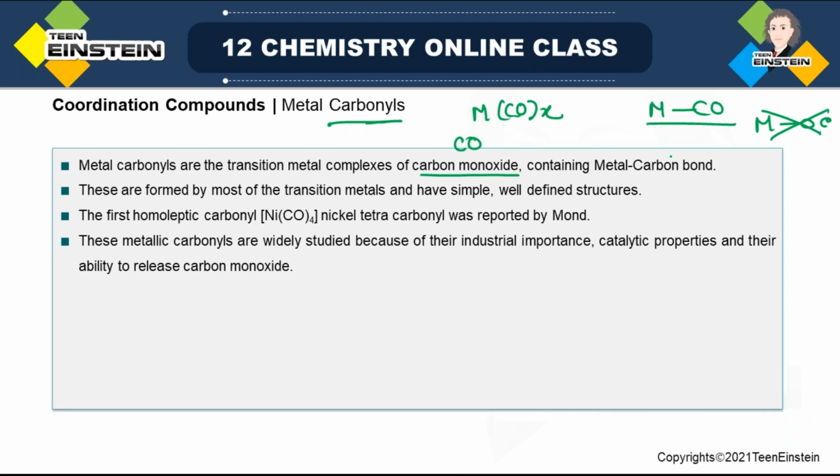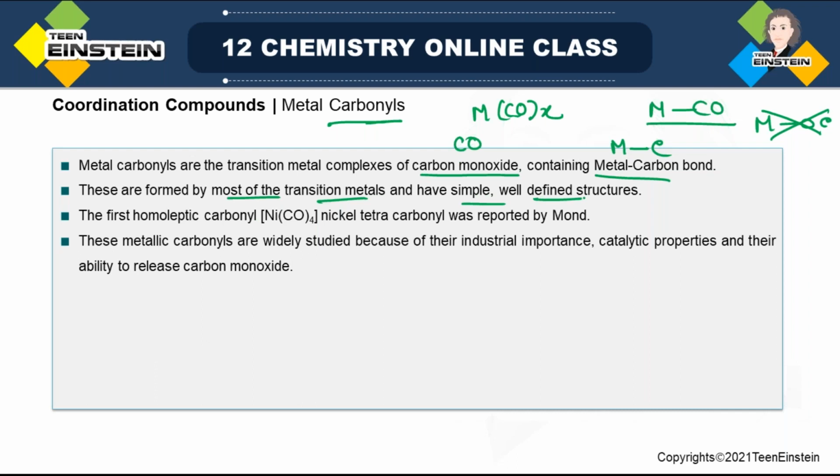At first glance, you may think that oxygen should be the atom that interacts with the metal because it has a lone pair. No, that is not the case. When you see the bonding, you will be able to understand why it is making a bond only through carbon, not through oxygen. So it contains a metal-carbon bond. These are formed by most of the transition metals. This type of carbonyl complex is very common for all types of metals.